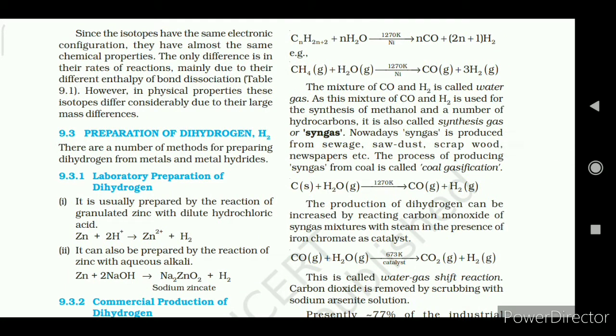9.3 Preparation of dihydrogen. There are a number of methods for preparing dihydrogen from metals and metal hydrides.